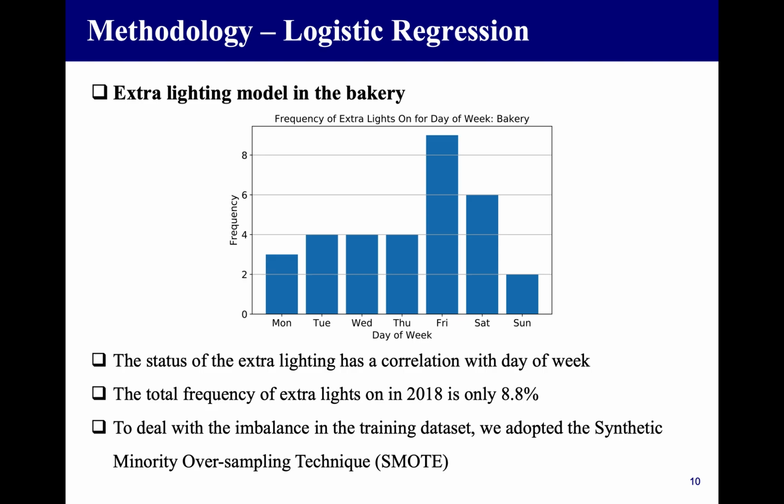And for the extra lighting model in the bakery that we saw earlier, we found that the status of the extra lighting actually has a correlation with day of week. So we chose the independent variable for this part to be day of week. However, we also found that the total frequency of extra lights being on in 2018 is only about 9%. So to deal with the imbalance of the data set, we used the SMOTE method to deal with the imbalanced data set.